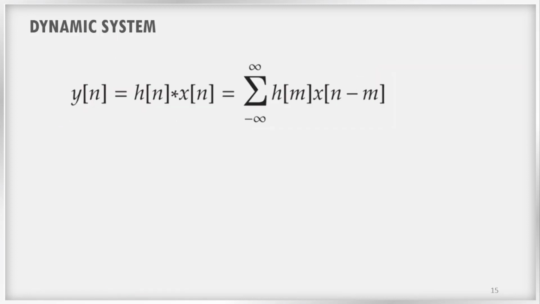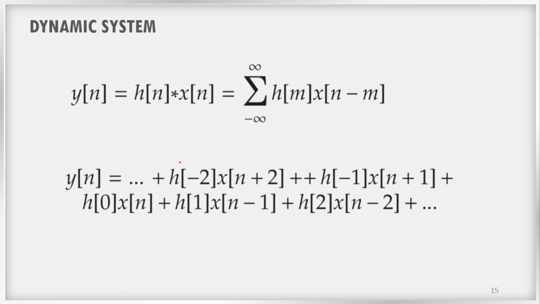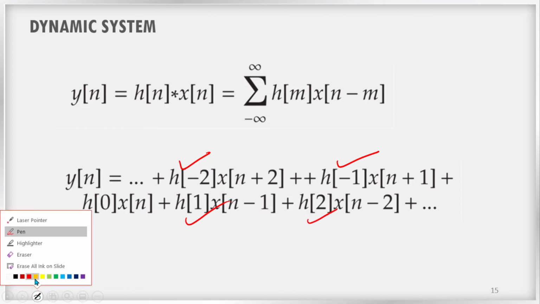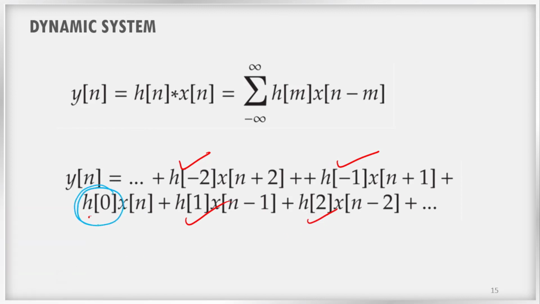Now what is the case of a dynamic system? Any system which violates this idea is a dynamic system. How can we predict it from the same convolution sum equation? If any terms like h of minus 1, h of minus 2, h of 1, h of 2, etc. are present in the impulse response other than h of 0, along with h of 0, then we can say that such systems are dynamic systems, or systems which require memory, right?